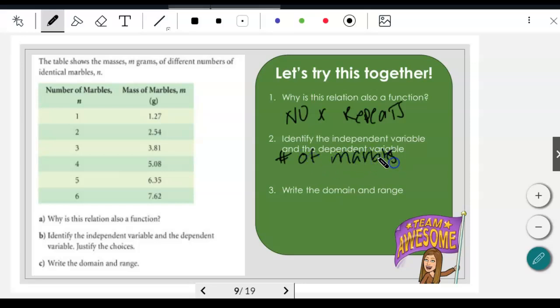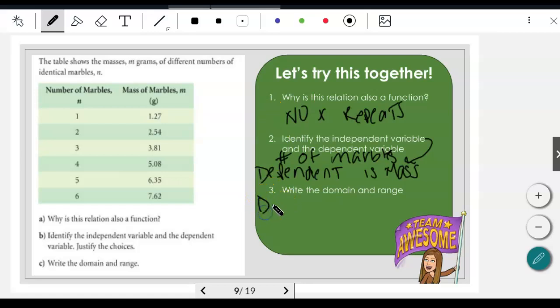Okay, the weight depends on the number of marbles. So number of marbles is independent, and the dependent is the mass. Should have written that out on the other one, but it is mass. Okay, practice writing the domain and range.